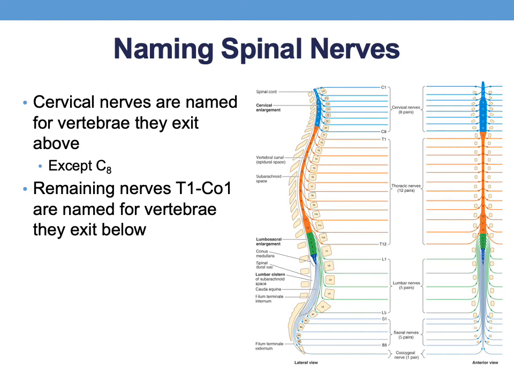Naming spinal nerves. Cervical nerves are named for the vertebra they exit above, with the exception of C8. All the remaining nerves between T1 and the first coccyx nerve are named for the vertebra they exit below.